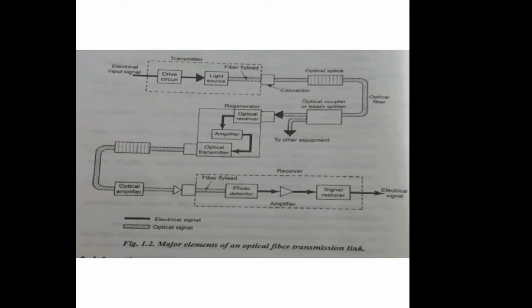And next is the fiber fly lead. What do you mean by fiber fly lead? It is a short length of fiber. A small length of fiber is known as the fiber fly lead. So next is the connector and splicer. Okay. What do you mean by connector and what do you mean by splicer? Connector means it is used to connect one component to another component. That is, in order to connect from one device to another device, we are using the connector.